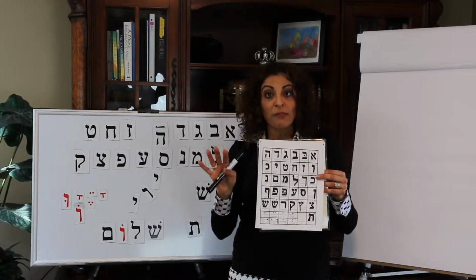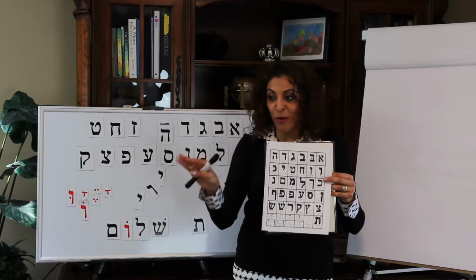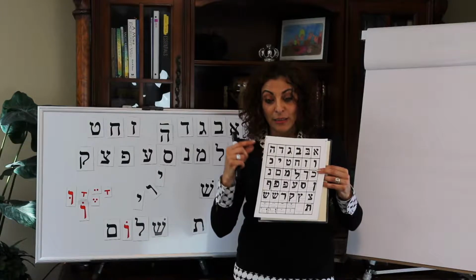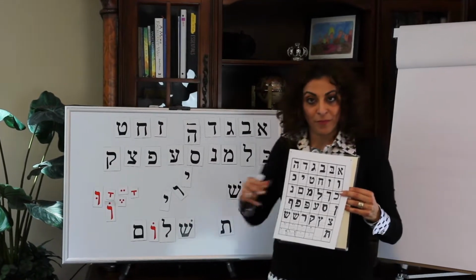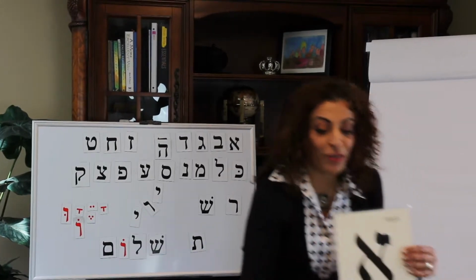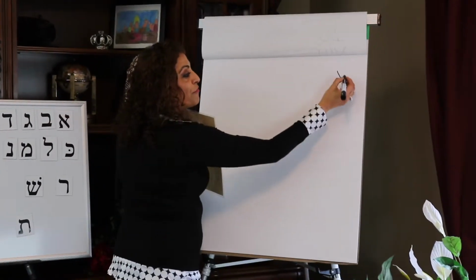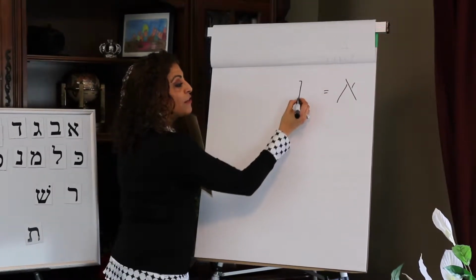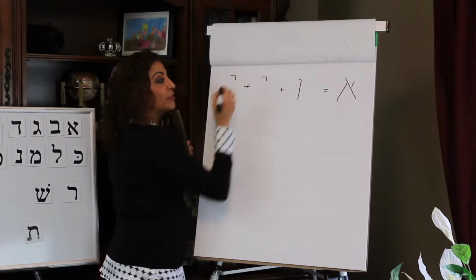And if you need to pause me, I will not be insulted. You can pause me to say, okay, where am I looking at? Where's my chart? Okay, look at that. So you will see that Yud is equal to 10. Okay, so I'm going to show you something really kind of cool. Are you ready? So Aleph is equal to Vav plus Yud plus Yud.